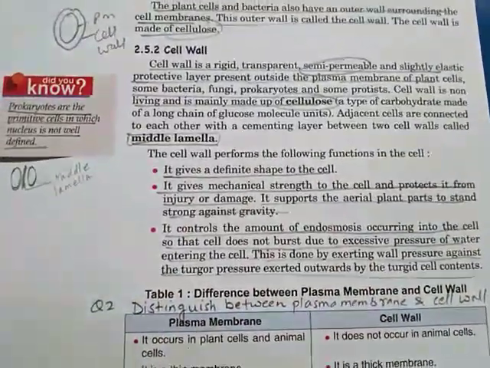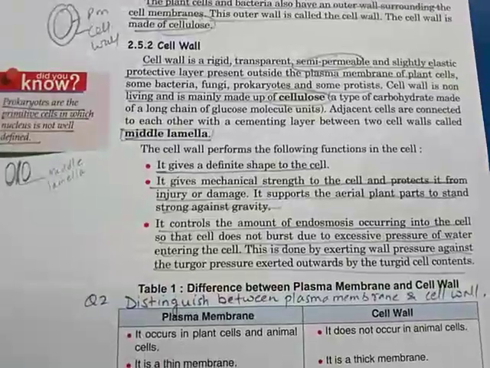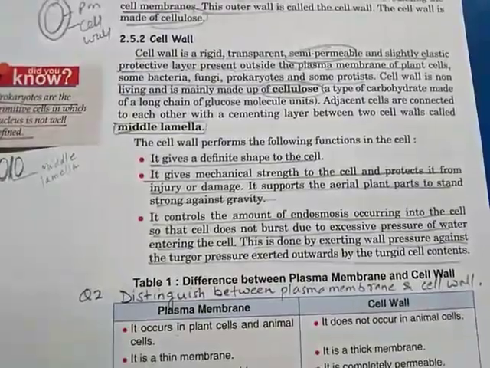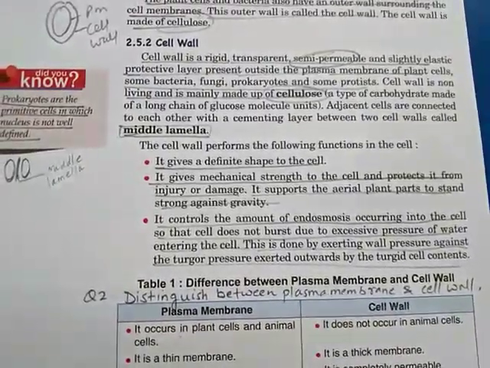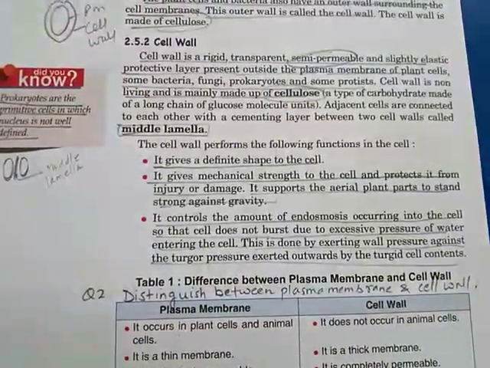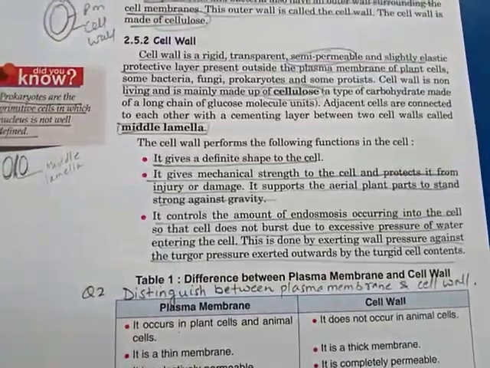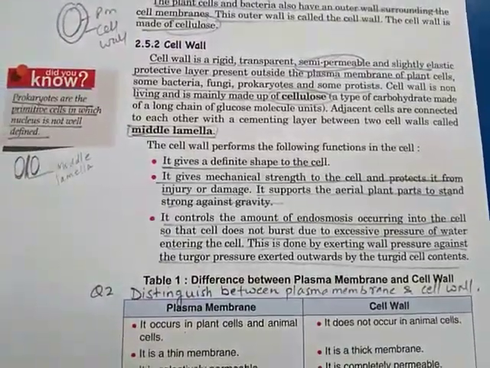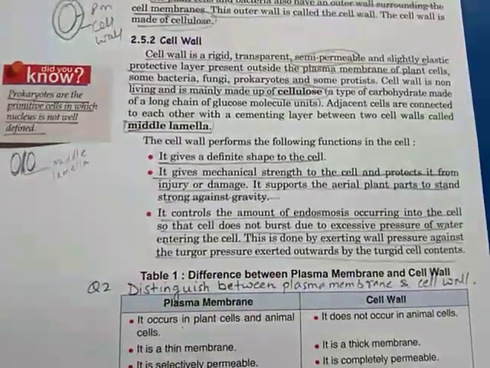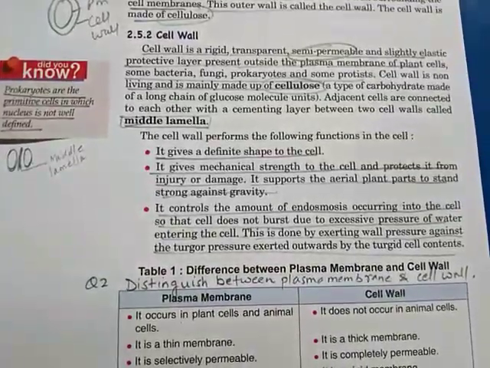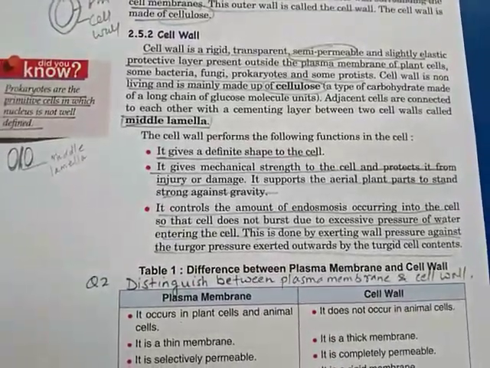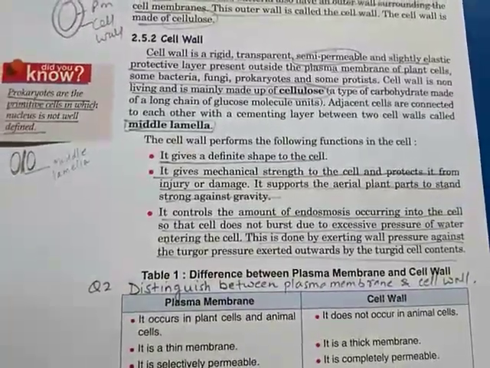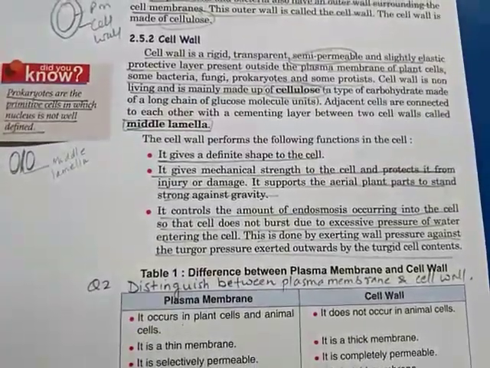So the function of cell wall is it gives definite shape to the cell. Also it provides mechanical strength and protects the cell from injury or damage. In plants the cell wall gives support to the aerial parts. Aerial parts means the parts which lie in the air. Also cell wall controls the process of endosmosis. Endosmosis means the substances which enter into the cell.